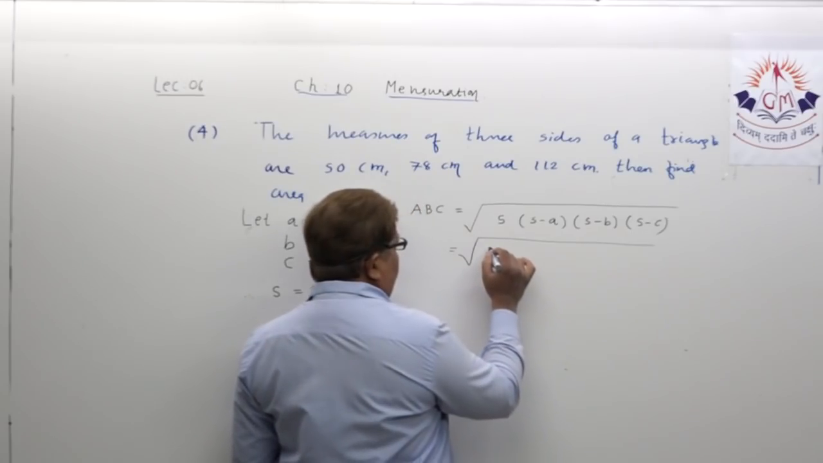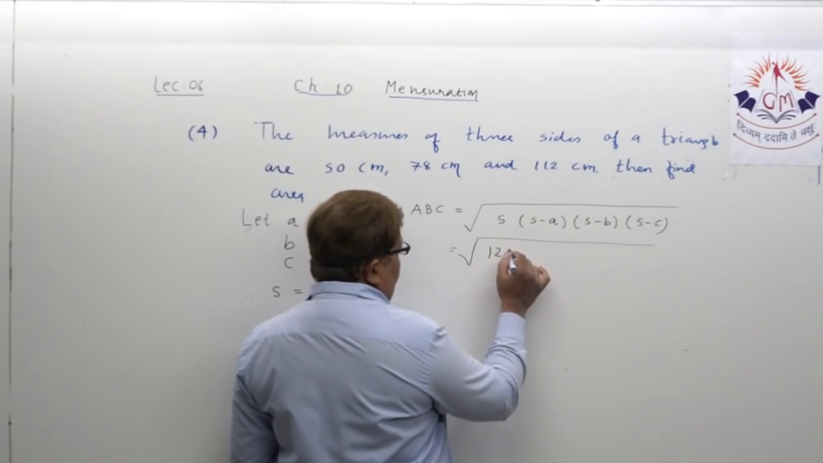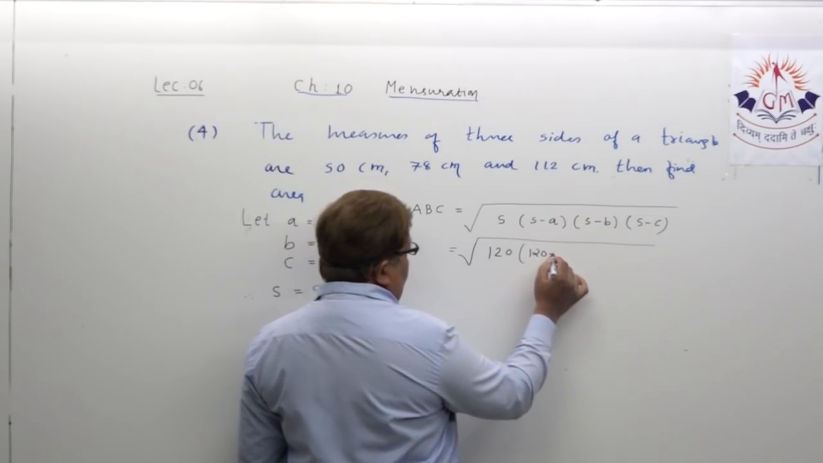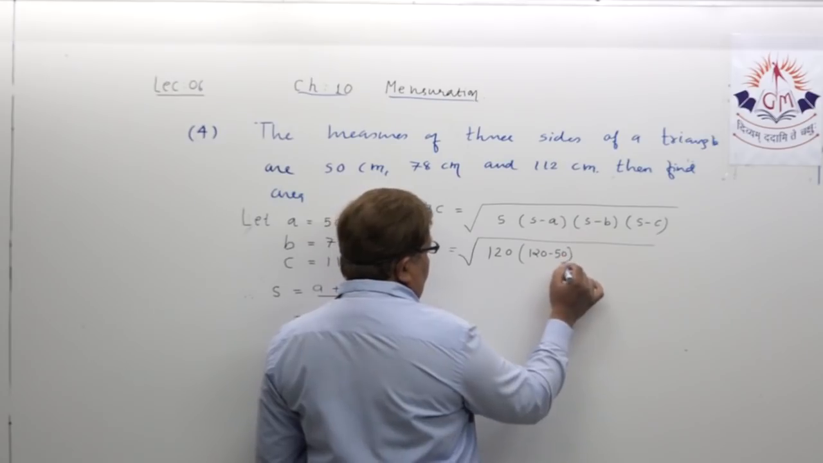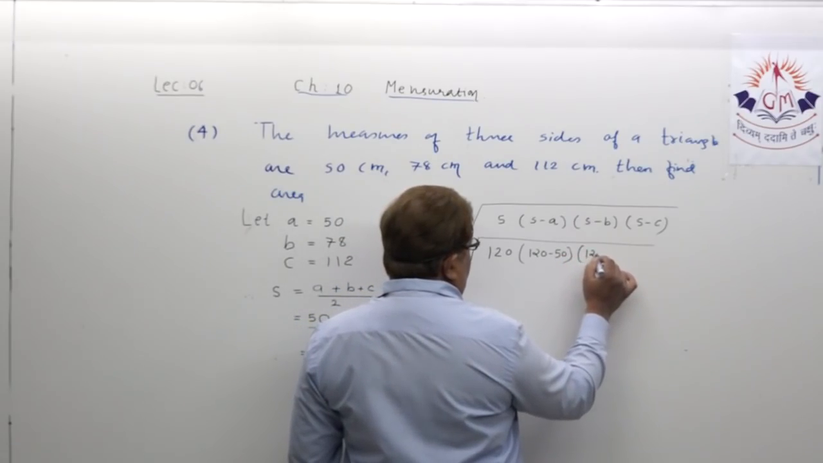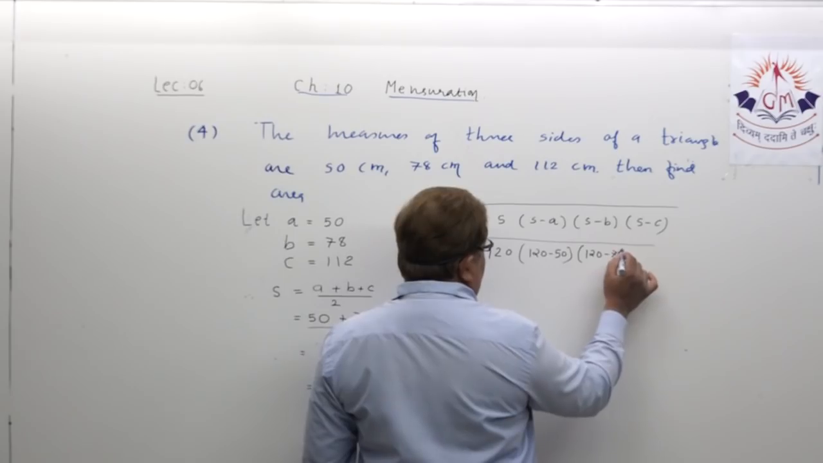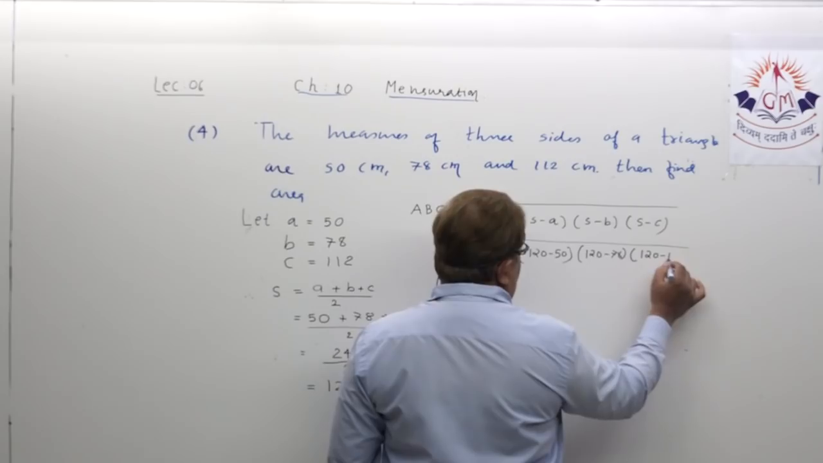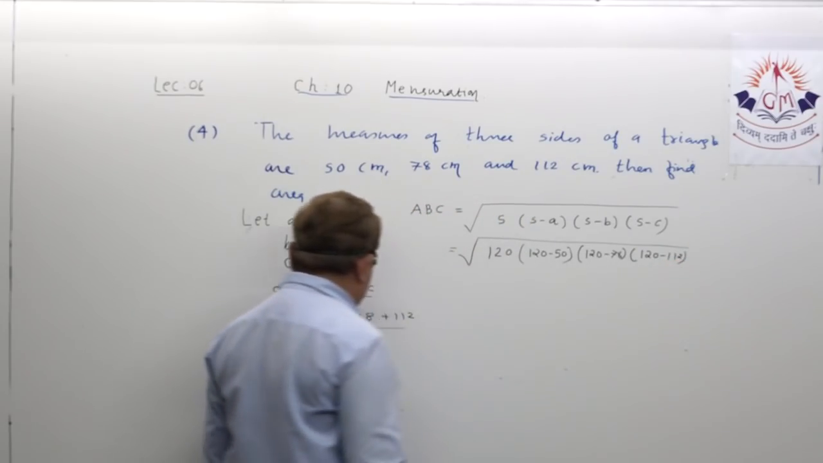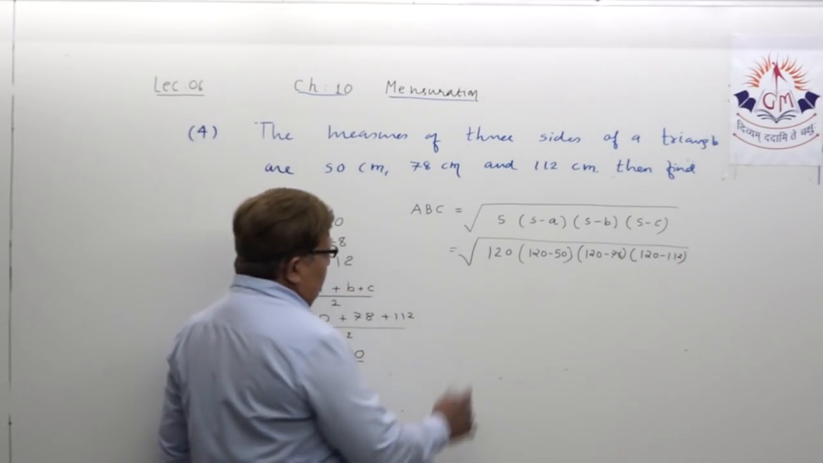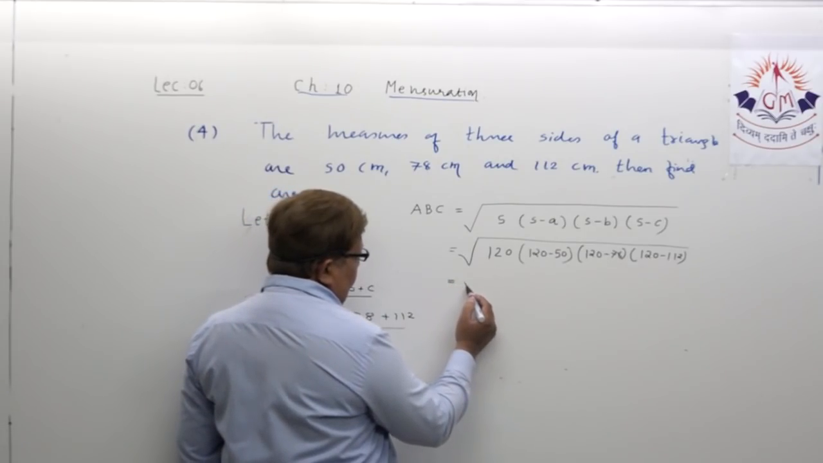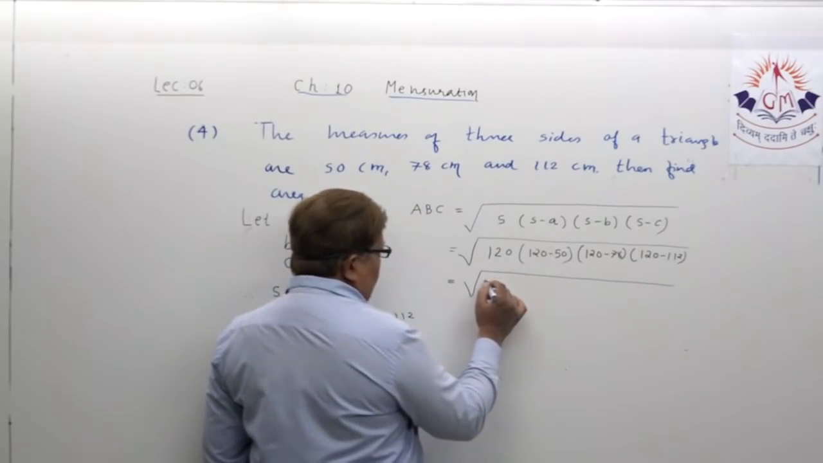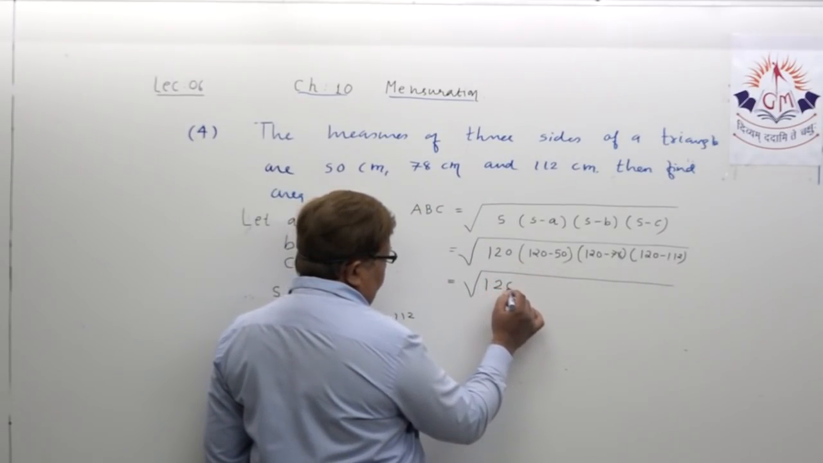What is semi perimeter? 120. 120 minus A means 50. 120 minus B, 78. And 120 minus 112. Okay, let us subtract them. 120 as it is.